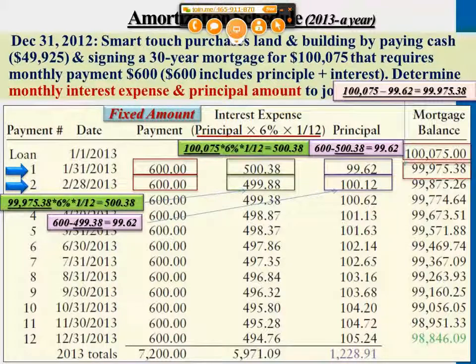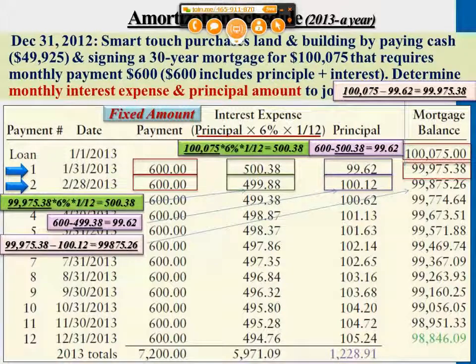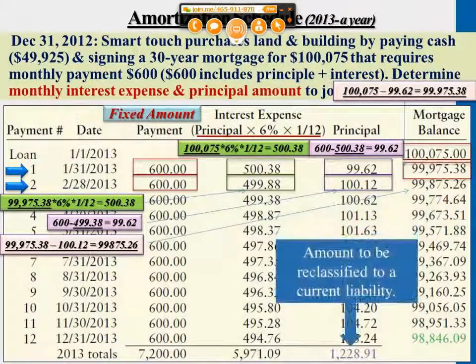Okay, so after this, again, $600 breaks down to principal and interest. So the principal part, we're paying off an additional $100, and the mortgage balance is reduced to $99,875. The part that you borrowed is gradually reducing as you pay off a little bit of principal every single month. So then the following month will follow the same structure.